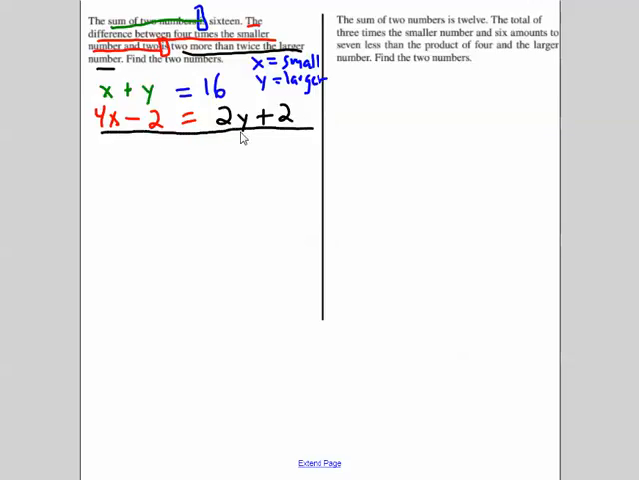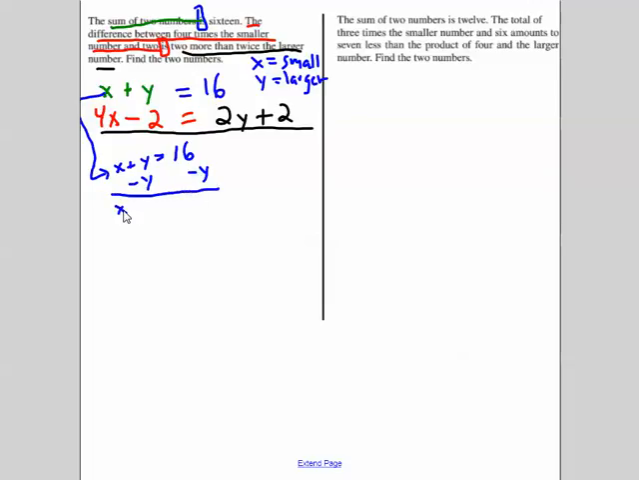There's our two different equations. I got a red and black one on the bottom. I got a green and blue one on the top. And we've got to solve. We've got to find the x, the smaller number, and y, the larger number. So I'm going to change to blue and take the top equation and translate that: x plus y equals 16. I'm going to solve for one of these variables. I'm going to just subtract y.